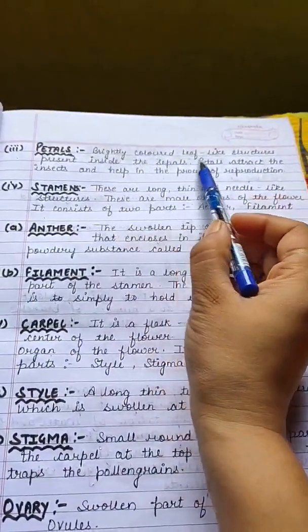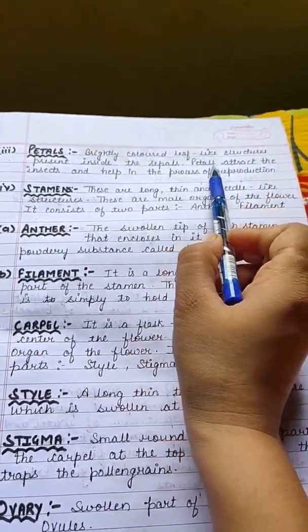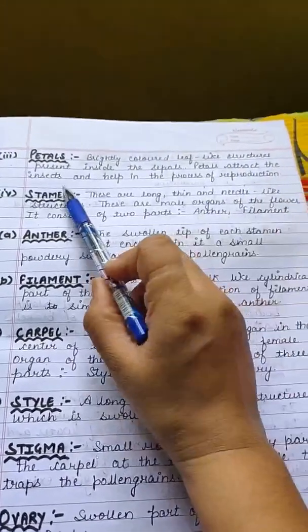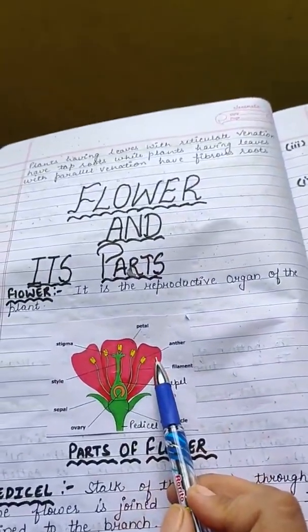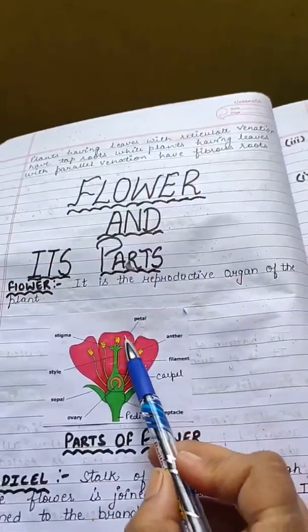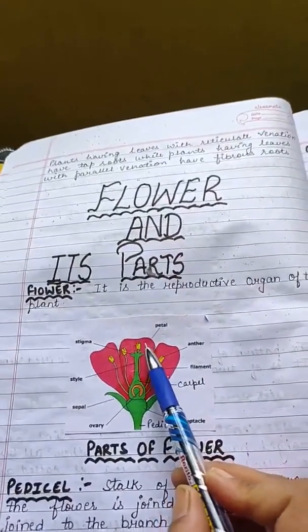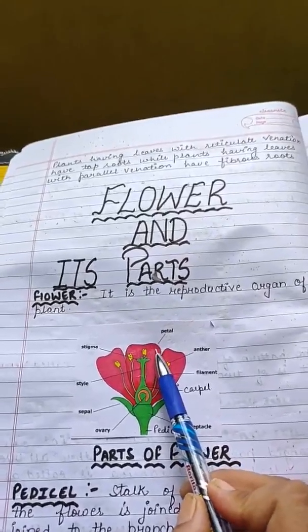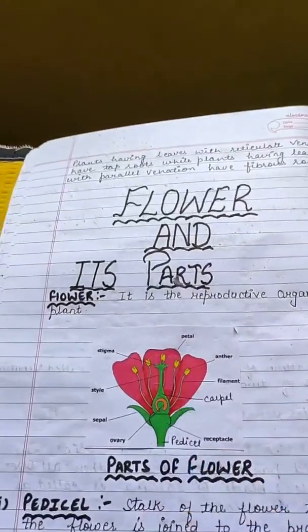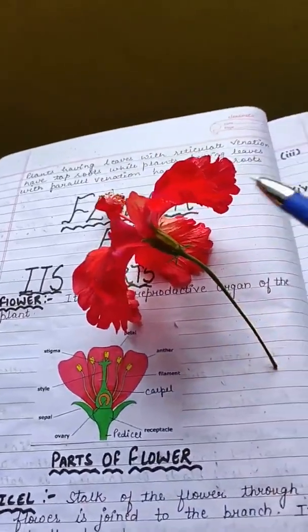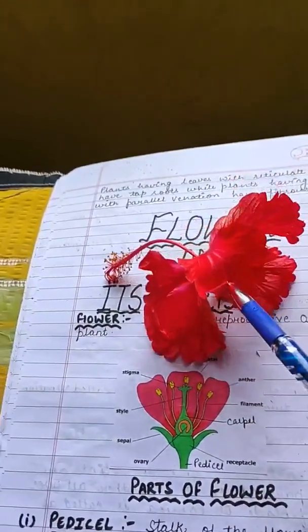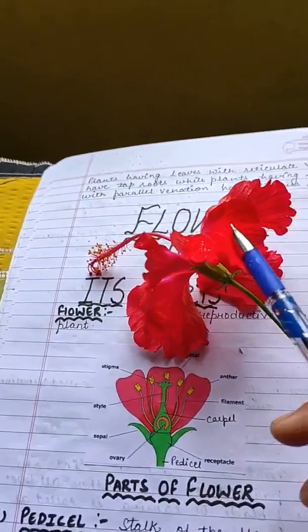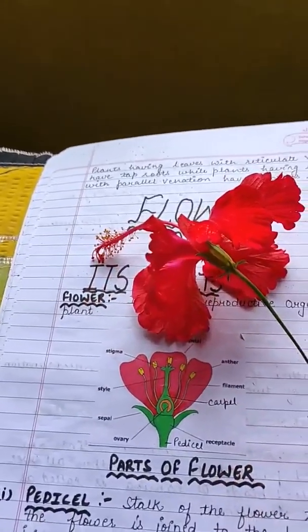Next is petals, brightly colored leaf-like structures present inside the sepals. Petals attract the insects and help in the process of reproduction. So these brightly colored leaf-like structures are known as petals. You can see these are the petals, and the main function is they attract the insects and help in reproduction. Here these red brightly colored leaf-like structures are known as petals, and these petals help in the process of reproduction.